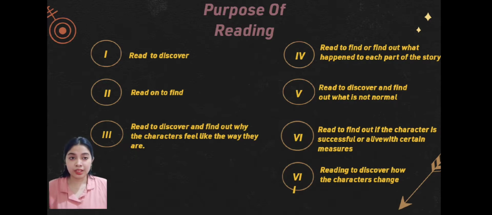Number 1. Read to discover or know information: what the character has done, what has been made by the character, what has happened to the character, or to solve the problem created by the character. Reading like this is called reading to get details or facts, or reading for details or facts.